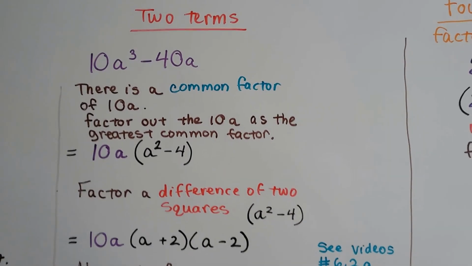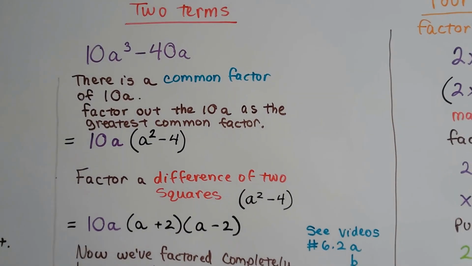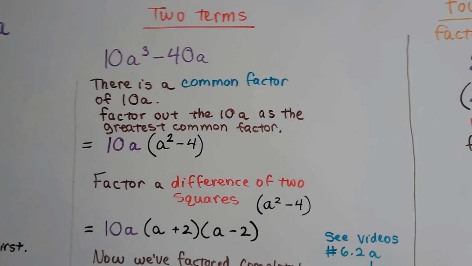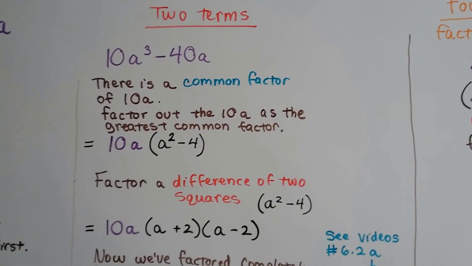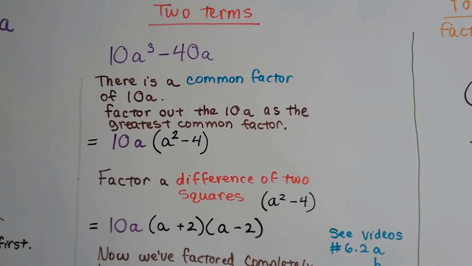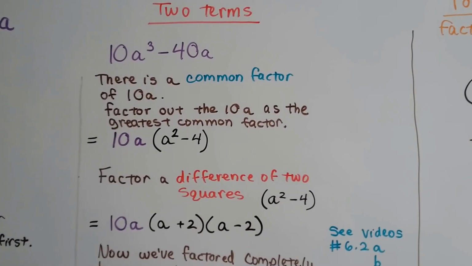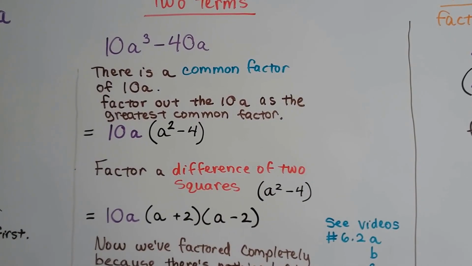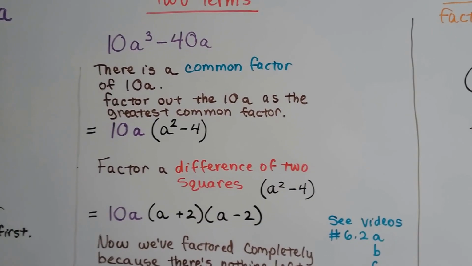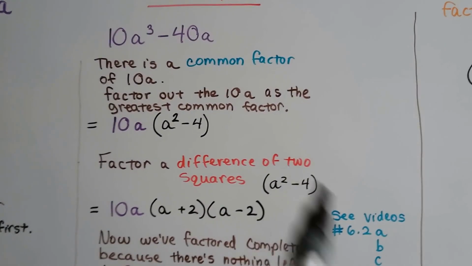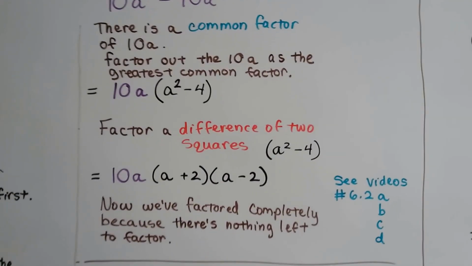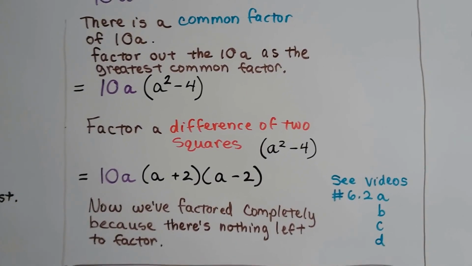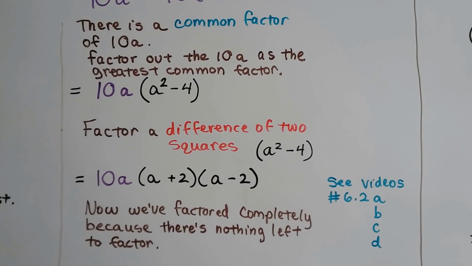2 terms. If a polynomial has 2 terms, so it's a binomial, right? Like 10a to the third minus 40a. Well, there's a common factor of 10a. We can factor out that 10a as the greatest common factor, so we get 10a times a squared minus 4 when we factor. Then we factor a difference of 2 squares. Because we've got that a to the second power minus 4, we can factor that as a difference of 2 squares, can't we? We end up with 10a times a plus 2 times a minus 2. Now we've factored completely because there's nothing left to factor.